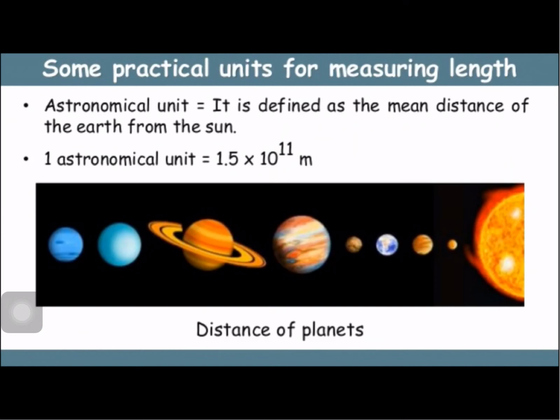Some practical units for measuring length, already familiar. The astronomical unit and the light year are used for measuring length. What is an astronomical unit? It is defined as the mean distance of the earth from the sun. One astronomical unit is equal to 1.5 into 10 power 11 meter.